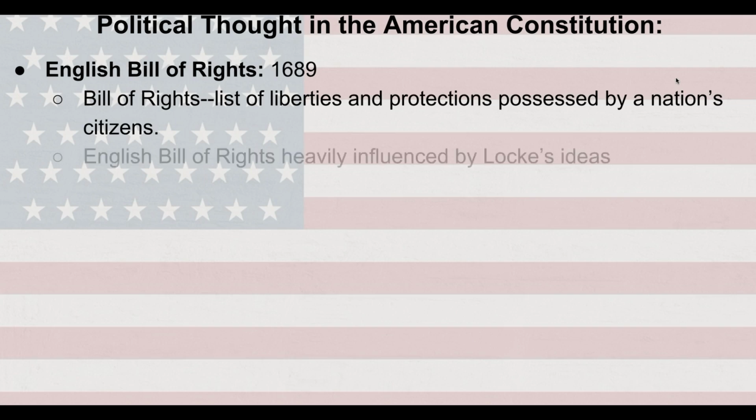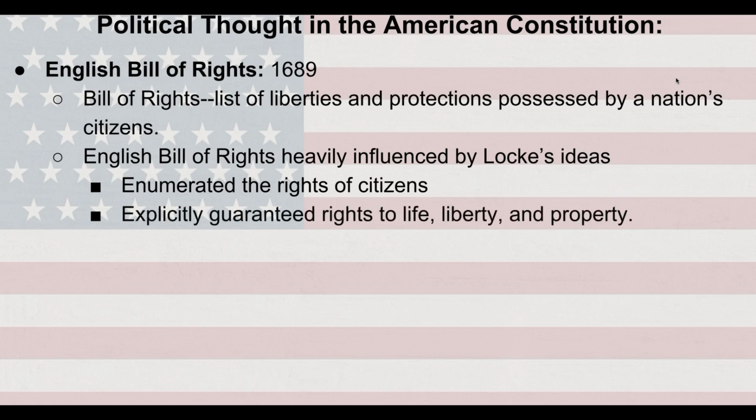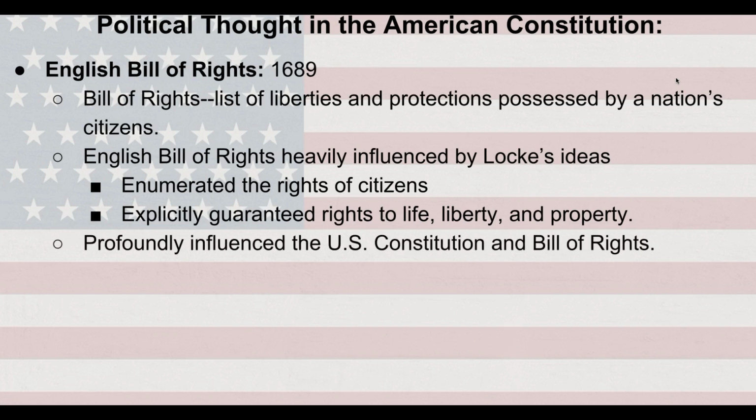And the English Bill of Rights heavily influences John Locke's ideas, and thereby will heavily influence the American ideals. But it will enumerate the rights of citizens. It's going to spell them out and tell some significant rights of citizens. And there again, it will explicitly guarantee things like rights to life, liberty, and property. And so there cannot be any arbitrary infringement upon your life, and infringement upon your liberty, and infringement upon your property without due process.